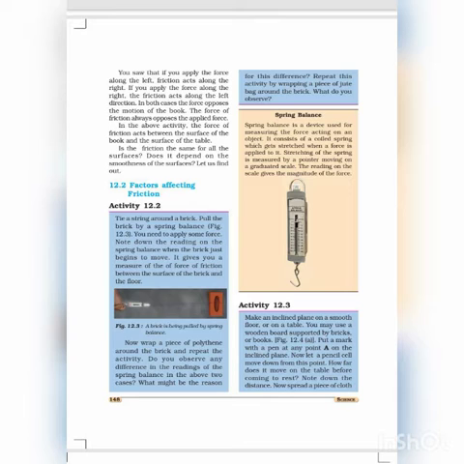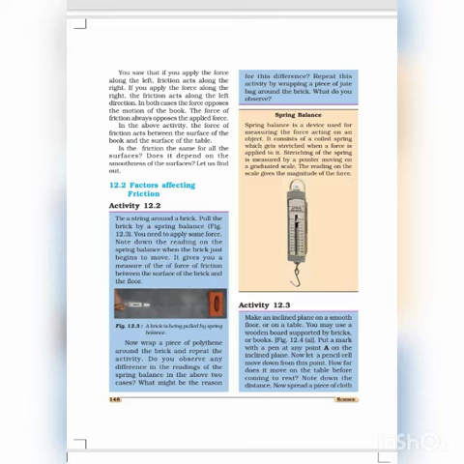Now see the picture of the spring balance. Let us understand about this. It is a device used for measuring force acting on an object. When a force is applied, the coiled spring is stretched. The stretching of the spring is measured by a pointer moving on a graduated scale. Graduated means markings which are given on the device, such as 1 kg, 2 kg, etc. Now, the reading on the scale gives the magnitude of the force.